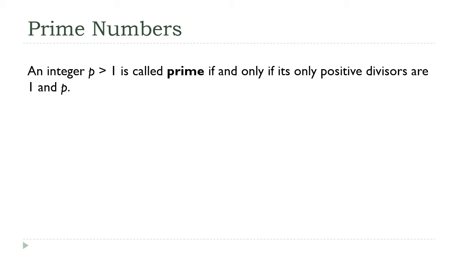So this is our definition of prime numbers, and again, this is hopefully familiar to you. An integer p greater than 1 is called prime if and only if its only positive divisors are 1 and p. The only numbers that divide it are 1 and itself. All right, so what do we know about prime numbers?